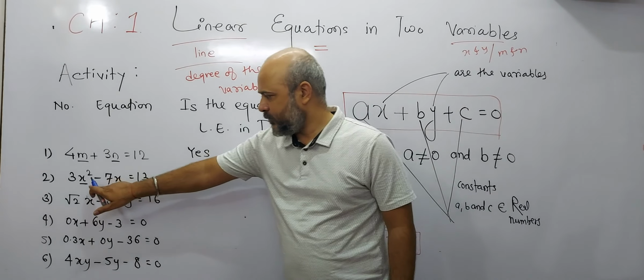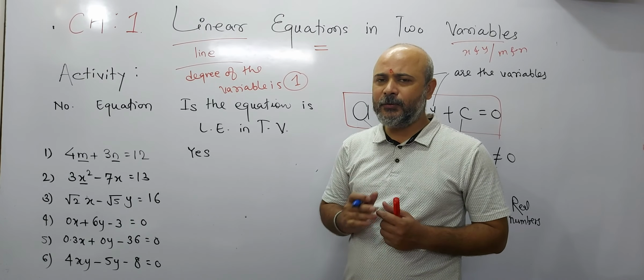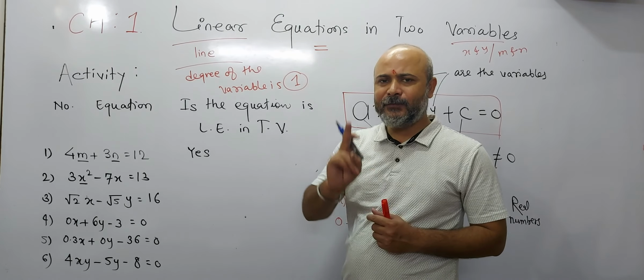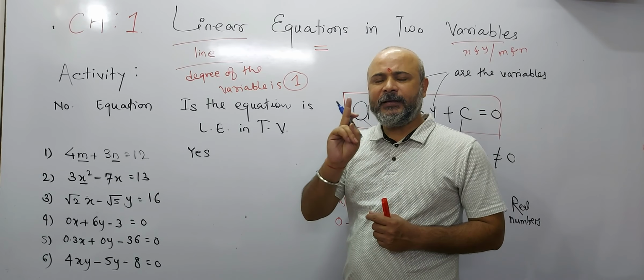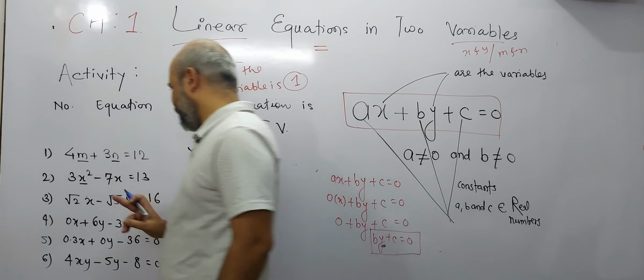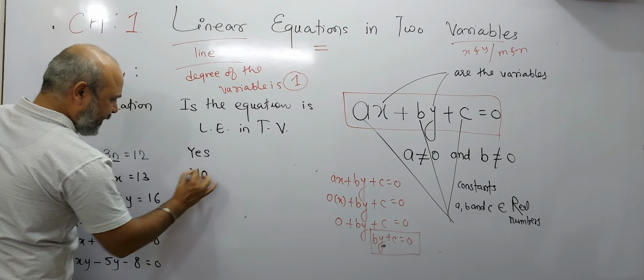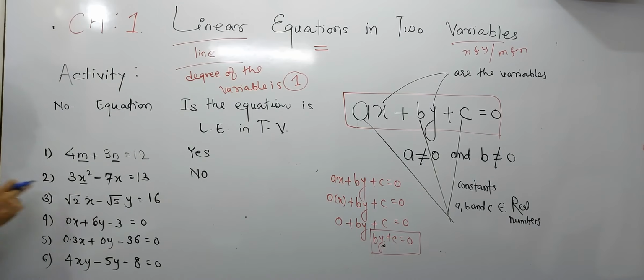Or you will see the degree. So again degree is 2. So what should be degree of the linear equation? 1. So the degree of linear equation in two variable is always 1. Okay. So we can say that no, this is not the linear equation in two variables. Okay, this is the equation in one variable and degree is 2. Okay. So first is over, second is over.